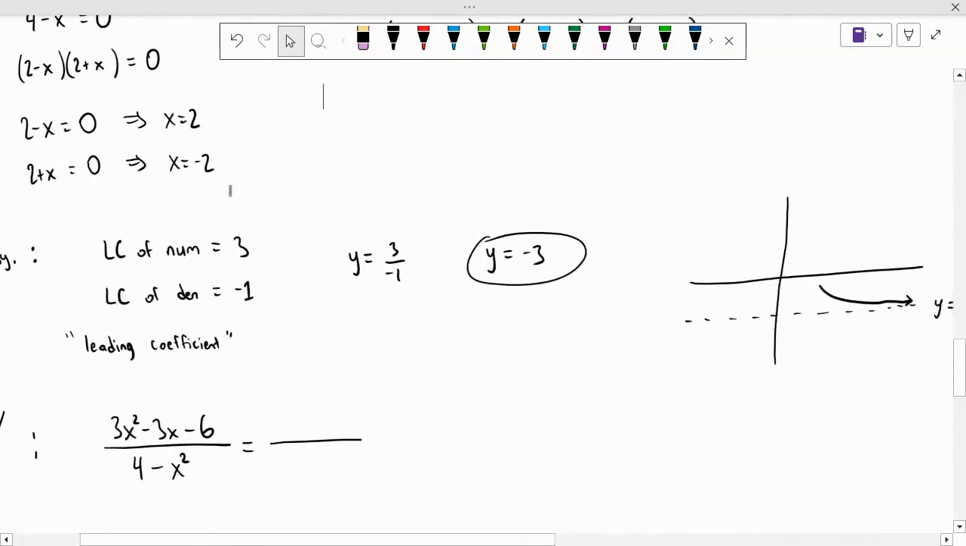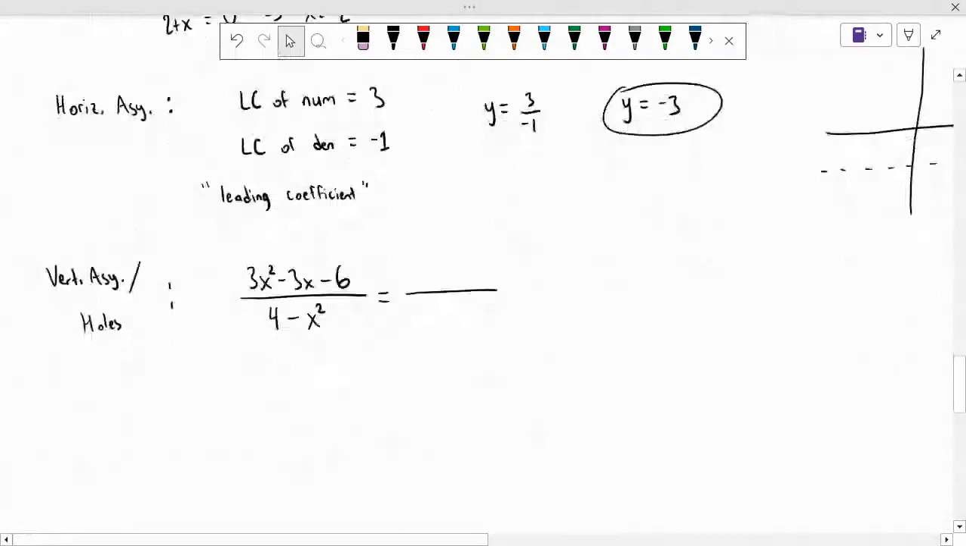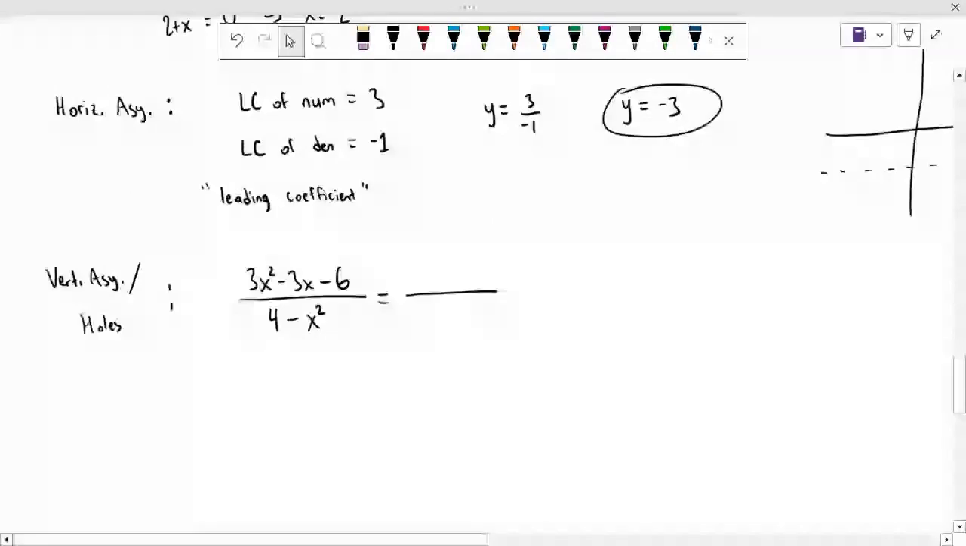All right. Any other questions at the moment? Now for the vertical asymptotes and the holes. This is where we also want to pay attention to the numerator. We already found the denominator before. It was 2 minus x and 2 plus x.